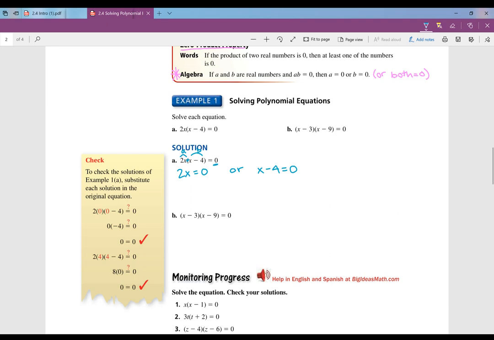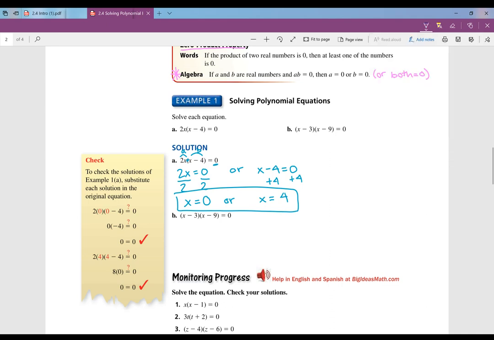So now we just need to solve for x. So the important thing when solving for x, remember, whatever you do to one side, you have to do to the other. So for 2x equals 0, we would solve that by dividing by 2, right? Because we want to get x by itself. When you divide each side by 2, 0 divided by 2 is 0. So you get x equals 0. For x minus 4, we want to add 4 so that we can get our x by itself. If we add 4 to each side, x is going to equal 4. So our answer is x equals 0 or x equals 4.